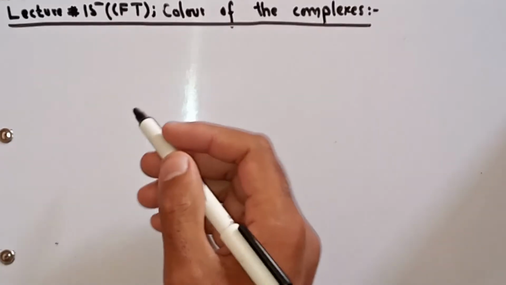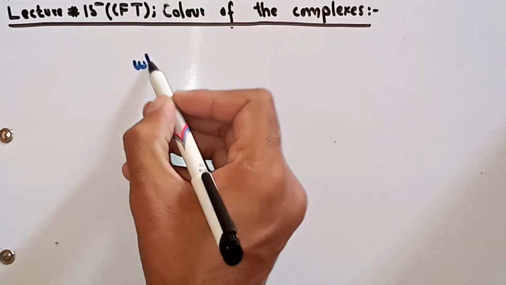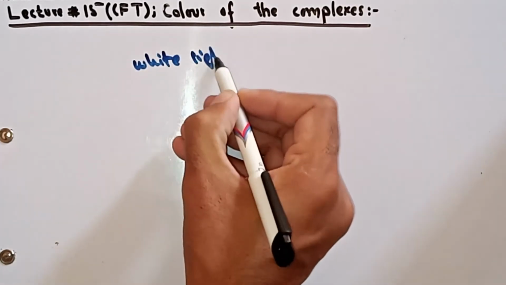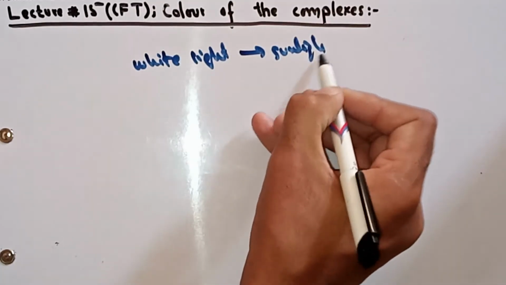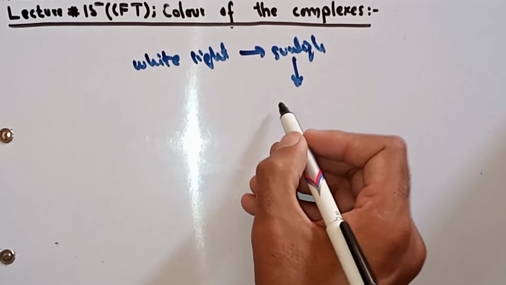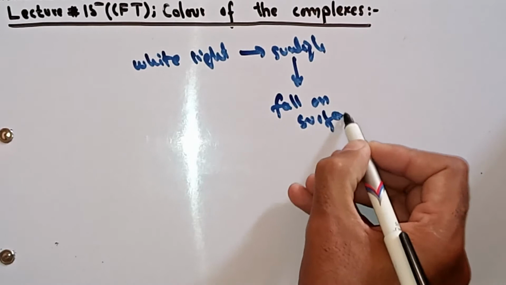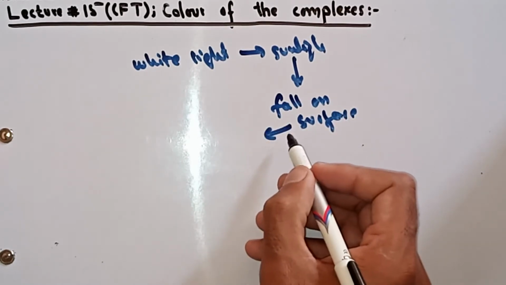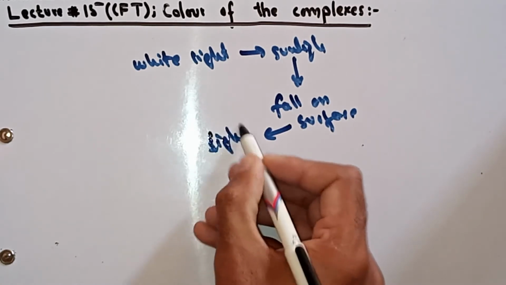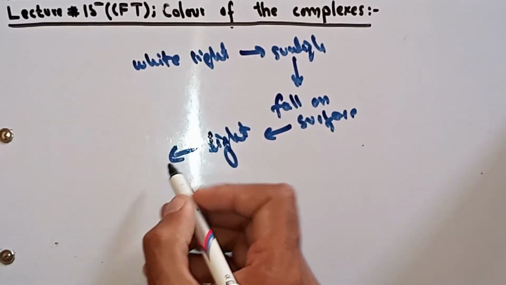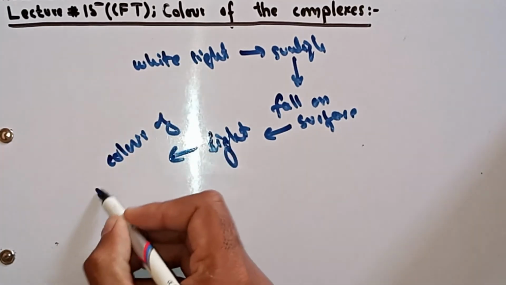First, you know that when white light comes from the sunlight and falls on any surface, the surface reflects some portion of light. This light will show us the color of the surface.